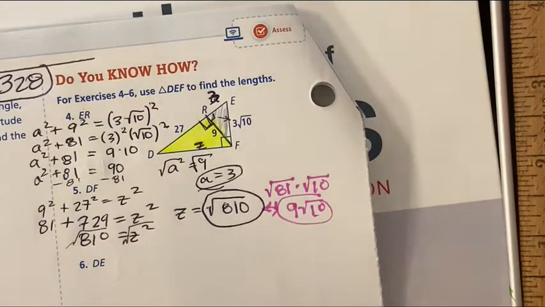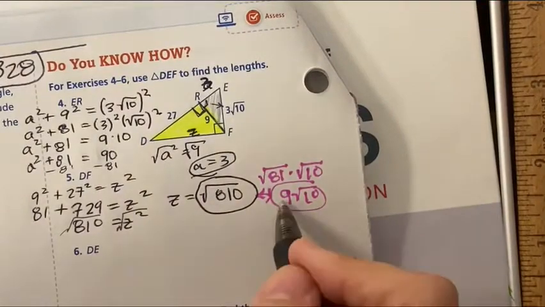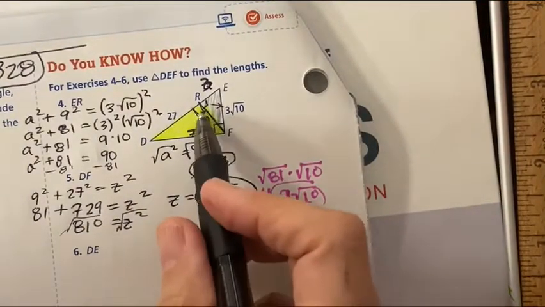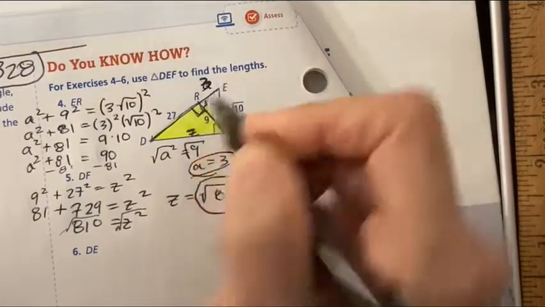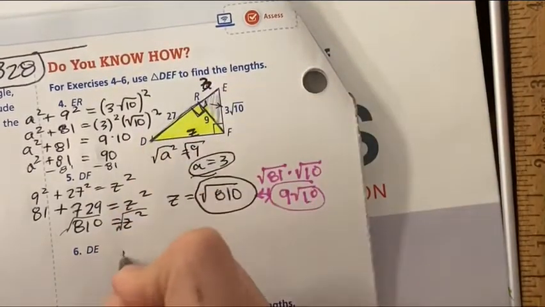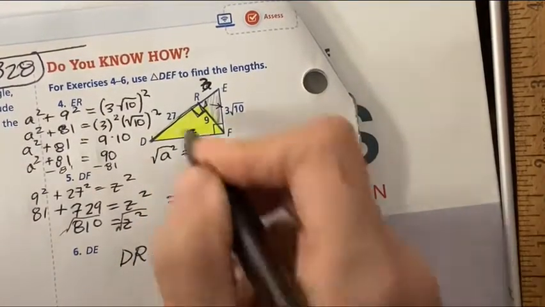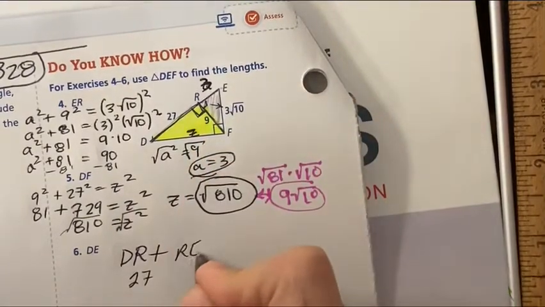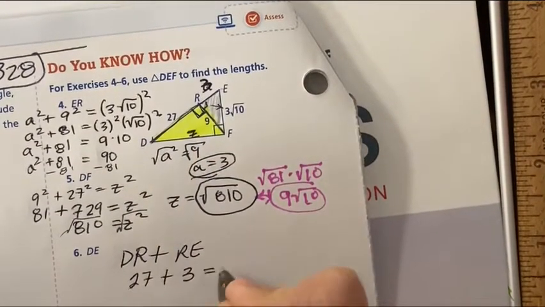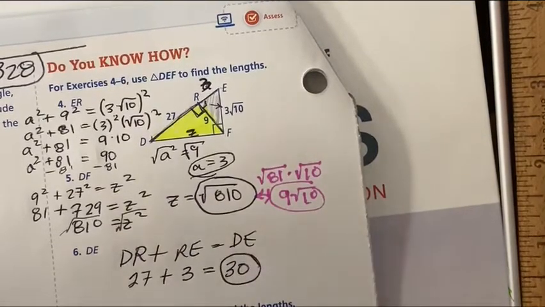Again, you don't have to. It's just added practice because some questions will make you. So it's good to practice. DE, that's this whole thing. So this one's 27 and that one's 3. So just segment addition, this segment here, the 27, plus this segment, RE, the 3, should combine to make 30, the whole segment DE.